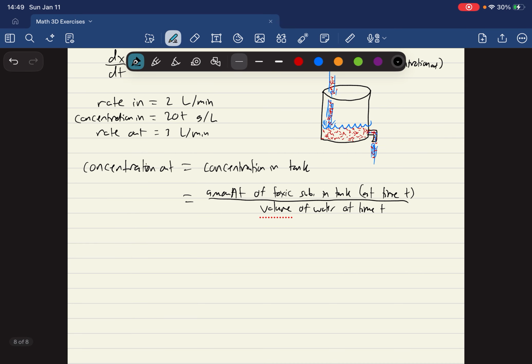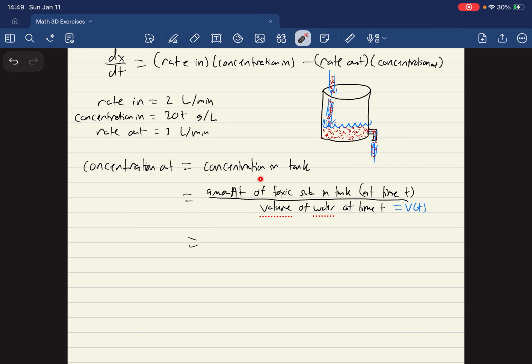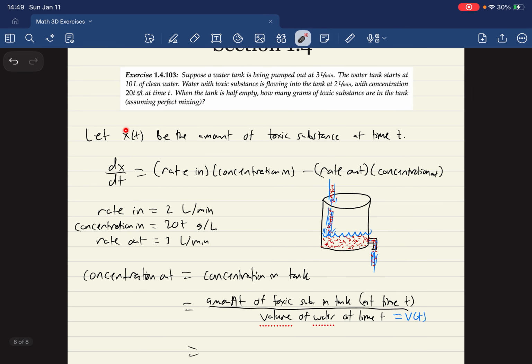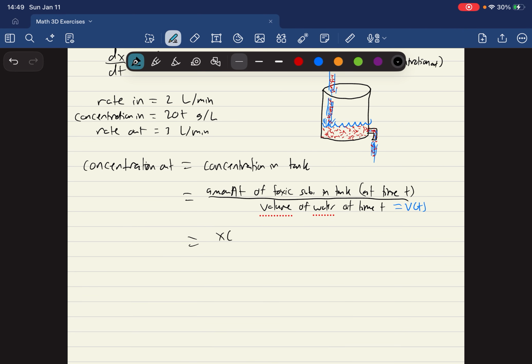Now let's denote the volume of water by capital V of t. So I'm going to let this be V of t. We know what the top is. This is just x of t. Again, we let that be the amount of toxic substance at time t. So the top is just x of t. And now we've declared the bottom to be V of t, and we need to figure out what V of t is.